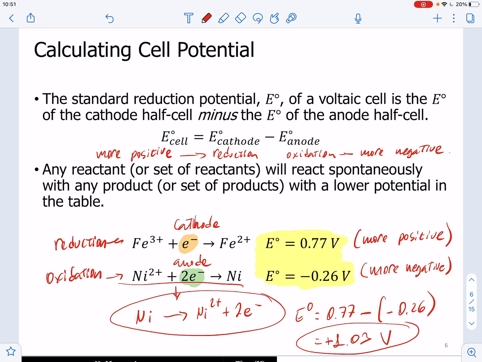Okay, so here let's add that note. Do not multiply to balance electrons. If you want to balance the reaction, then yes, by all means you have to make the number of electrons equal, but if you are calculating the potential, do not multiply potentials. Okay, so you leave it alone.